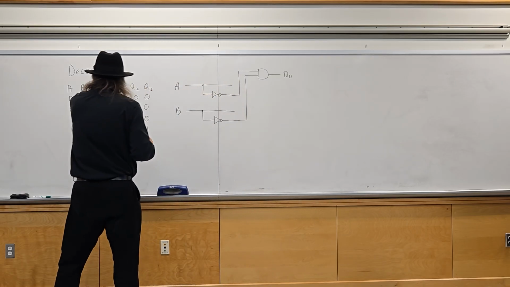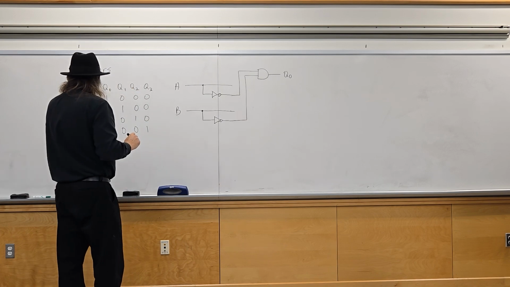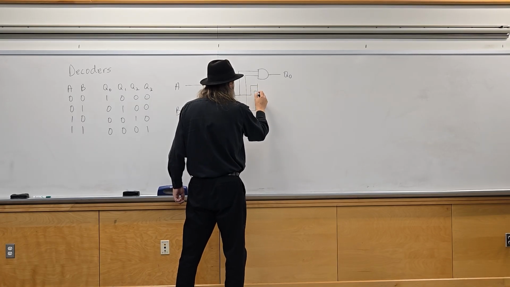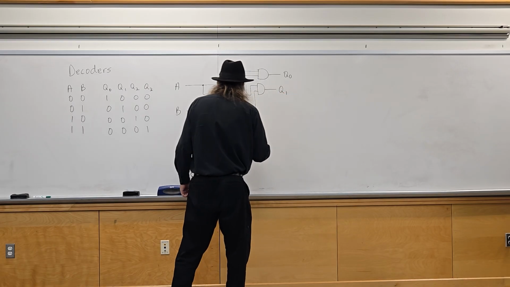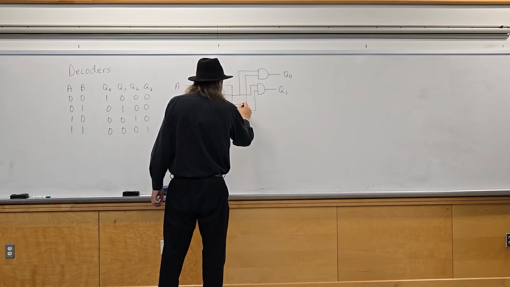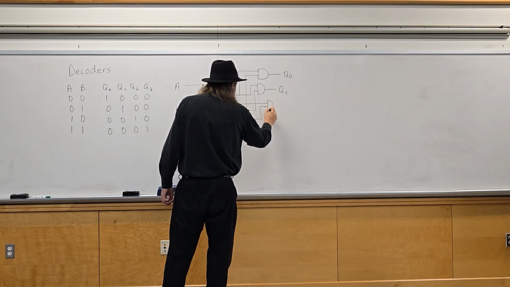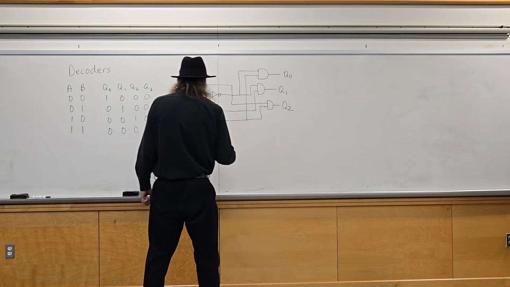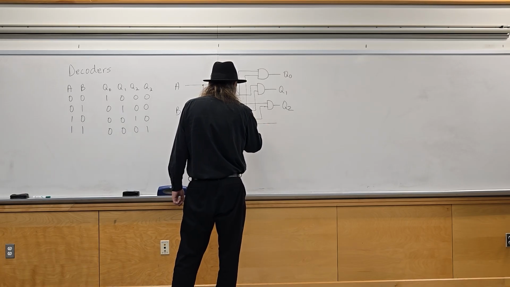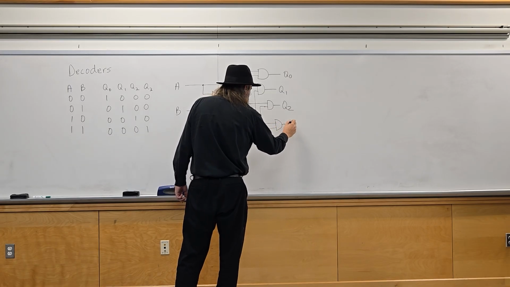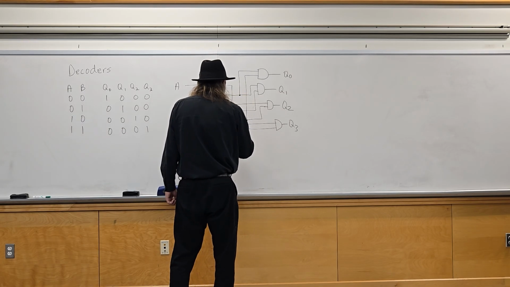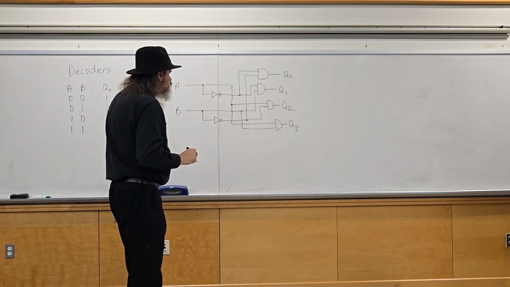For Q1, you want not A and B. For Q2, you want A and not B. And finally, you have A and B for Q3. Okay. This is it. All right.